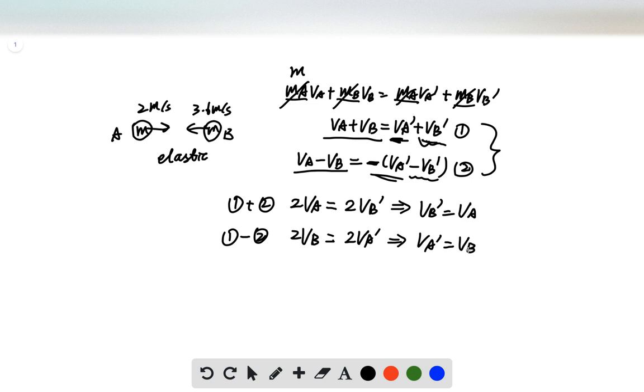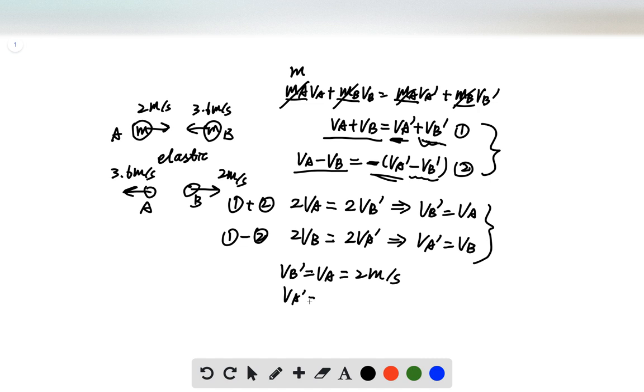This is a very interesting result because if you look at this, B is now moving at the speed that A was originally moving, 2 meters per second. And A is moving at the speed that B was originally moving, meaning they pretty much exchanged their speeds. So we have VB prime equals VA equals 2 meters per second, and VA prime equals VB equals negative 3.6 because we defined this to be positive. So this is moving right, and this is moving left.